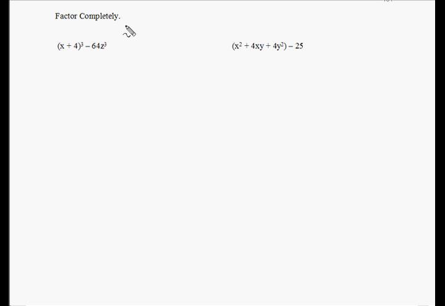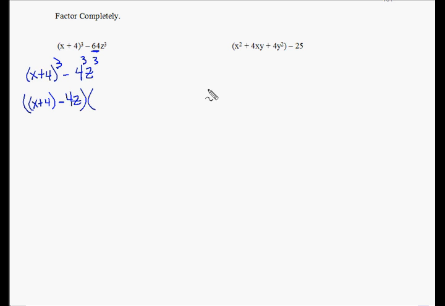Factor completely. x plus 4, the quantity cubed, minus 64z cubed. In order to factor the difference of cubics, we must make sure everything has an exponent 3. Rewriting that 64 with an exponent 3 would give us a 4 cubed z cubed. And then I write what I see without exponent 3, which is in parentheses x plus 4 minus 4z.